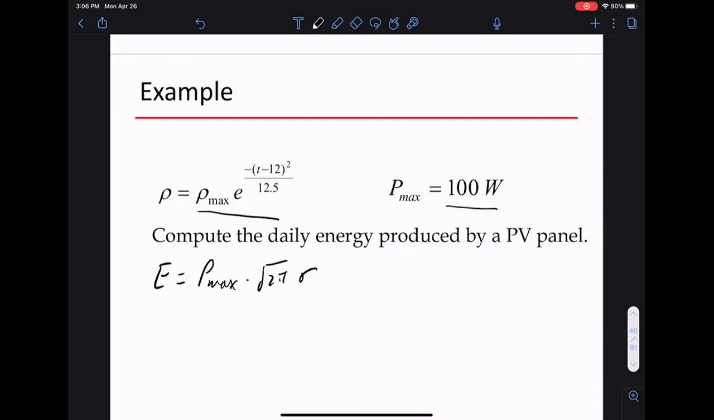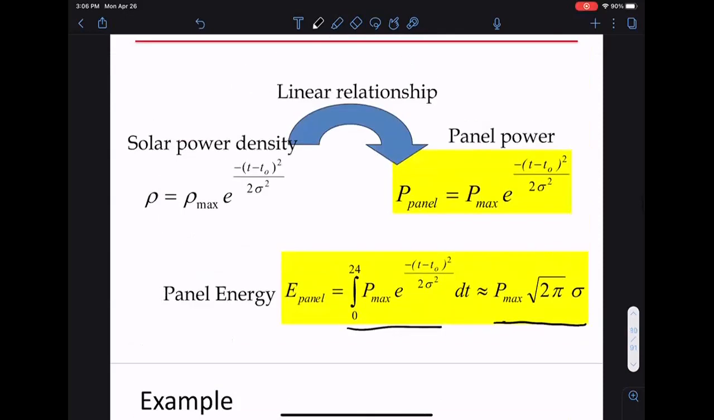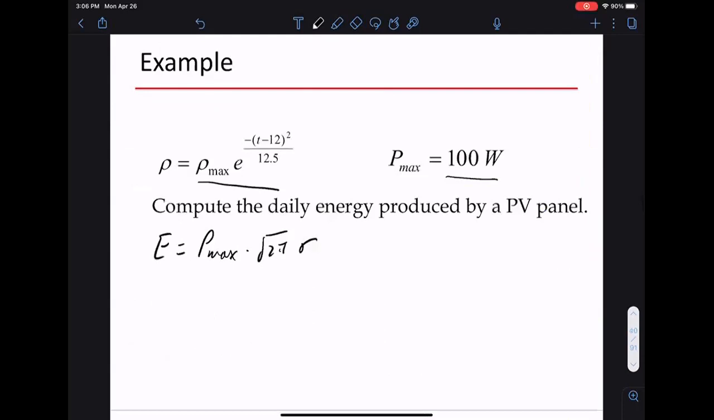The question doesn't directly give you what sigma is. So which of these parameters have to do with sigma? Two sigma squared equals 12.5, is that correct? Yes. Right. So if you look at this equation up here, 2 sigma squared sits in the bottom. So here we have 2 sigma squared equals 12.5. The sigma you can compute to be 2.5.